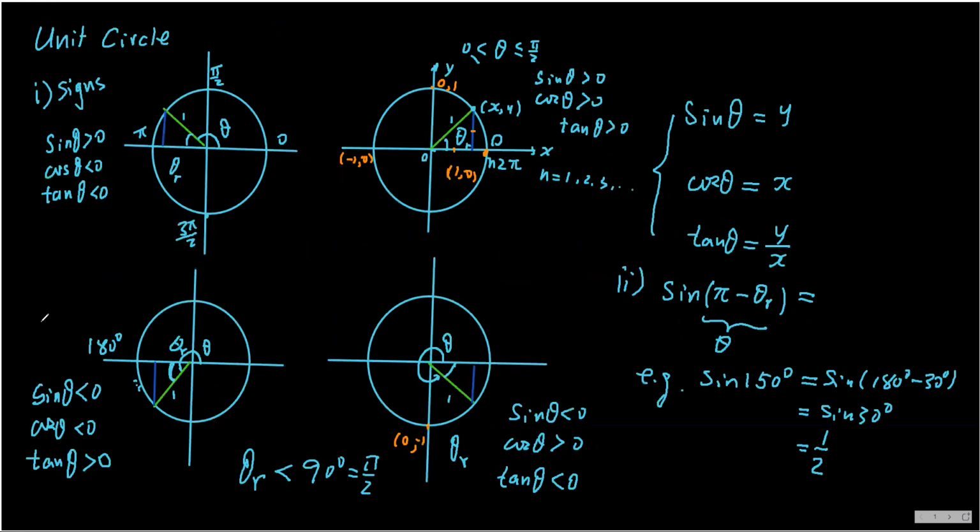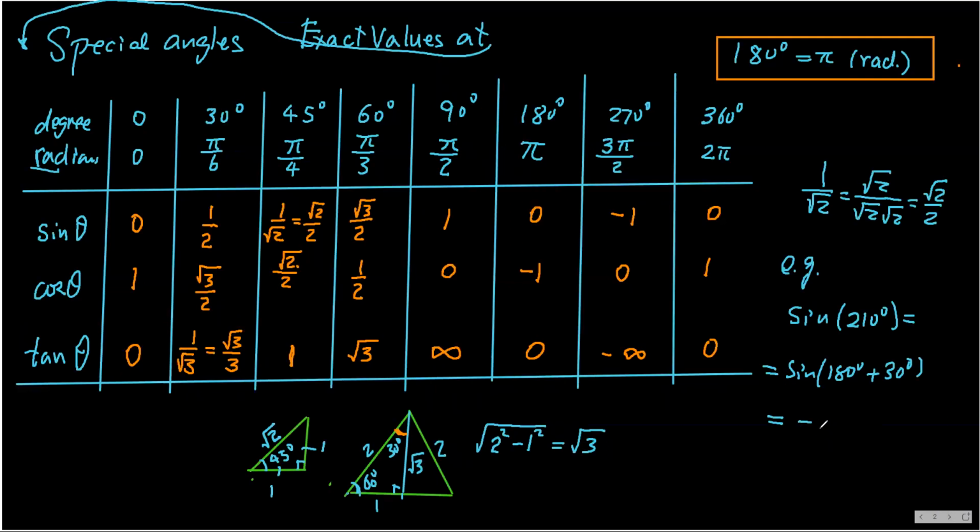This is called Q3. Sine is negative. Yes, this is Q3. Can you see? I think this diagram will help you to understand. It's really helpful. So that will be negative. Can you see? Yeah, negative.